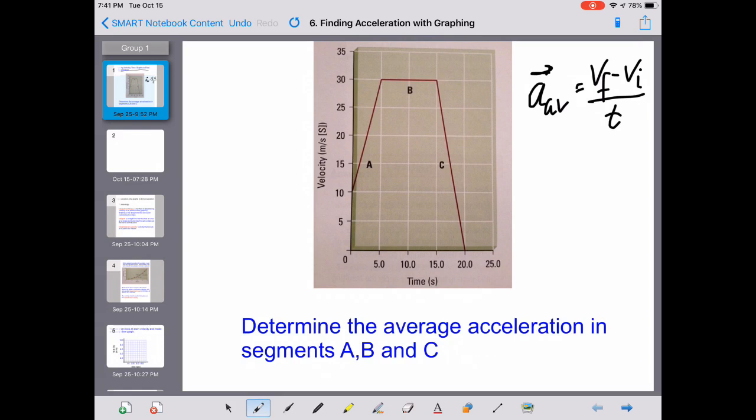So for each segment, take a look at A, find out what its final velocity is minus its initial, and divide it by the time interval. And then come up with what the accelerations look like for each one. So pause, give it a try, and then just hit play when you're ready. I'll go to the next slide and work through what each of those look like.